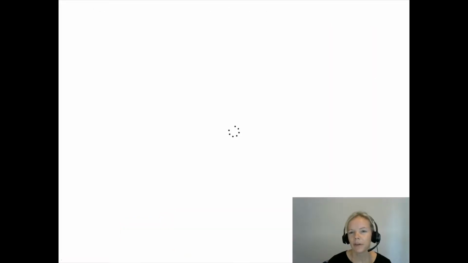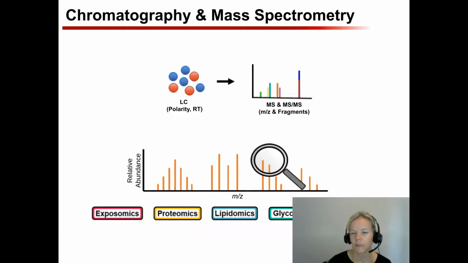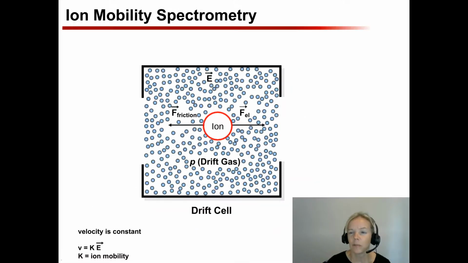So many people for these studies use liquid chromatography and mass spectrometry or even gas chromatography for these evaluations. But our group wants to do even more thorough assessments of these different molecules, and so we incorporate a third dimension into our analytical measurements. And we call this ion mobility spectrometry.